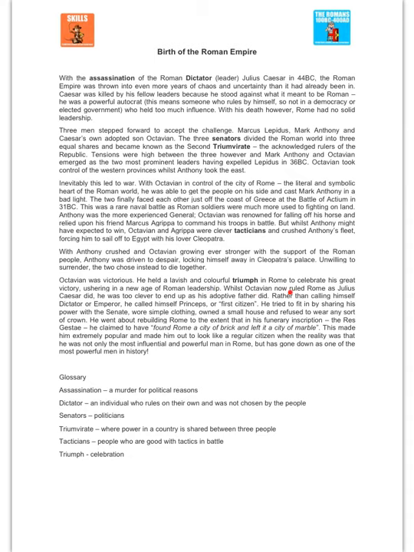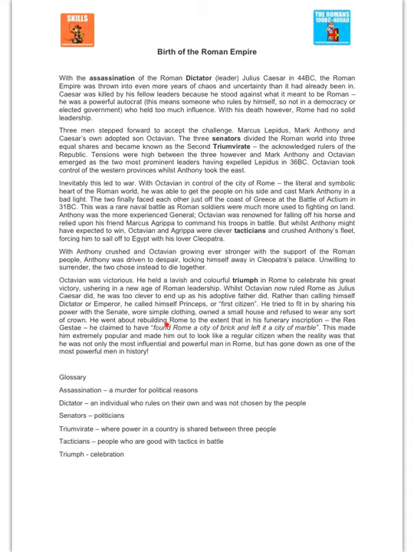Whilst Octavian now ruled Rome as Julius Caesar did, he was too clever to end up as his adopted father did. Rather than calling himself dictator or emperor, he called himself princeps, or first citizen. He tried to fit in by sharing his power with the Senate, wore simple clothing, owned a small house, and refused to wear any sort of crown.